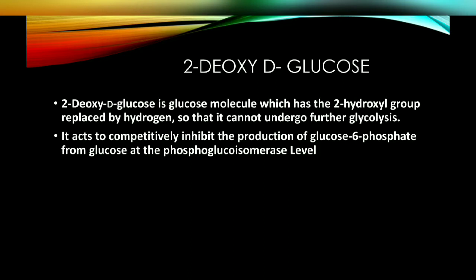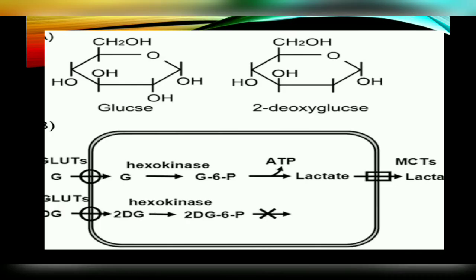So 2-deoxy-D-glucose is a glucose molecule in which a hydroxy group is replaced by hydrogen. So there is a structural change leading to inhibition of glycolysis. It acts to competitively inhibit the production of glucose 6-phosphate at the phosphoisomerase level. Here you can see, this is a glucose molecule. This OH group is replaced by hydrogen here. So this is 2-deoxy-glucose.